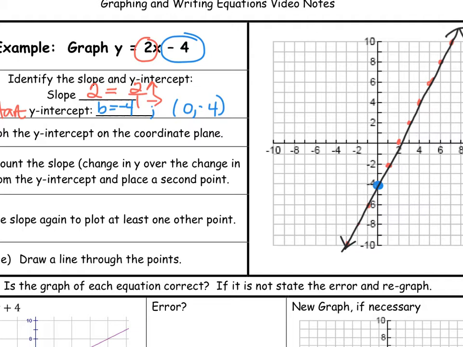Oh, and before we go on, just make sure our slope is positive. So this is positive. It's an increasing slope, and we always look at slope from left to right. So it's going uphill, it's increasing, so that means it has a positive slope.